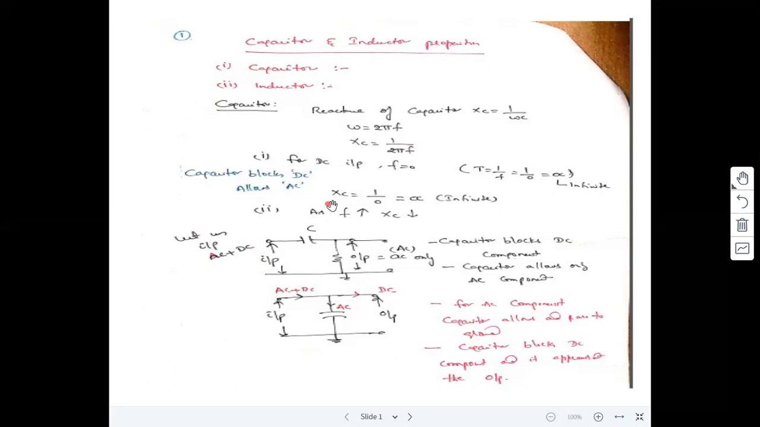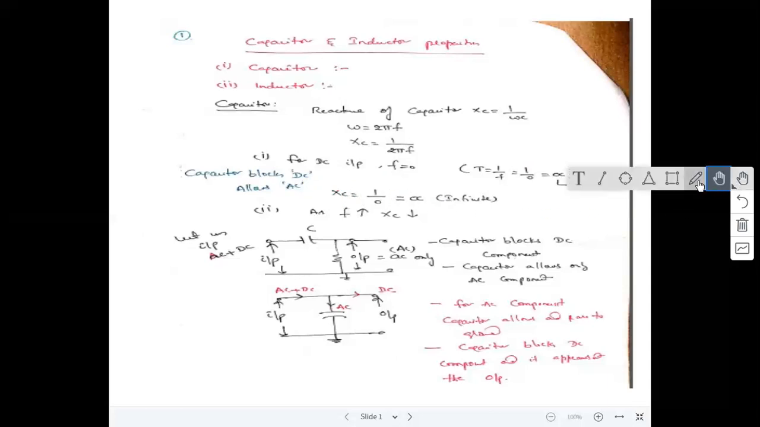Passive filters are mainly designed with the help of two reactive components like capacitor and inductor, right? Just briefly we give the properties of the capacitor here. The reactance of a capacitor is Xc = 1/(omega C), where omega = 2 pi f, so Xc = 1/(2 pi f C). For a DC input signal, which means a constant signal, frequency is equal to 0 and time period is infinite. Now Xc is equal to infinite.